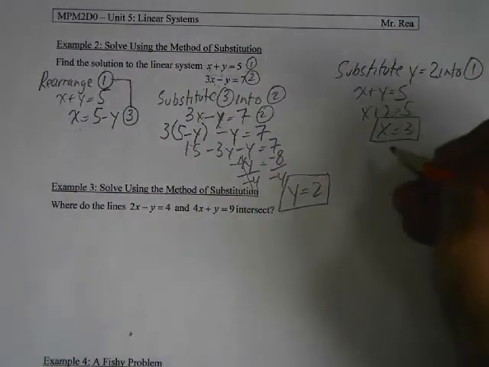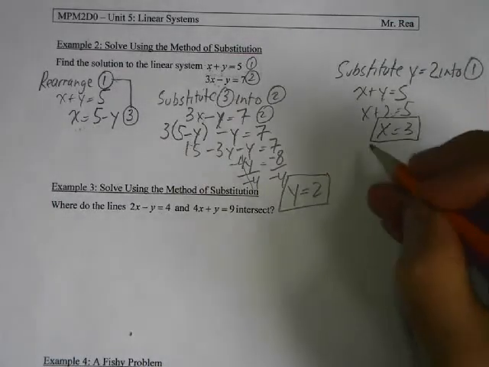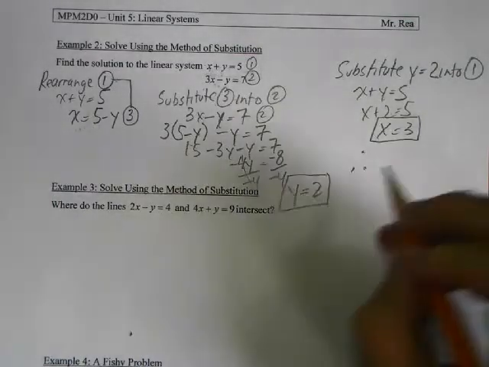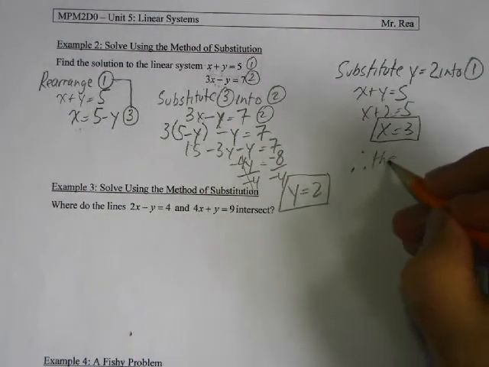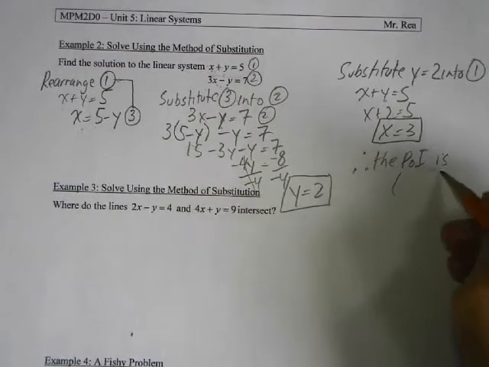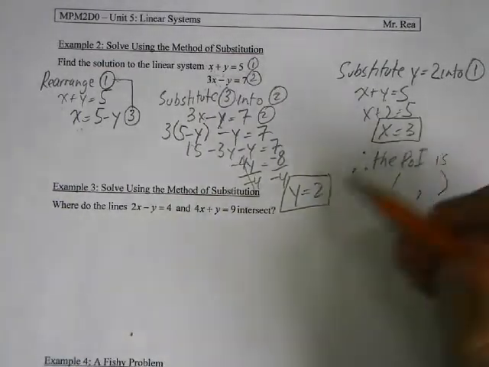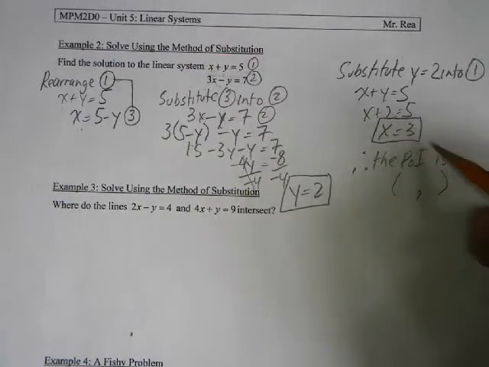So you're not quite done when you get here. You've got all the information you need. Now you just have to wrap it up. So therefore the POI is, and we put it as a point, because point of intersection. So the x coordinate, this time we got x coordinate second. That doesn't mean we put it here. X always goes first. So 3, 2. That's where the lines meet.